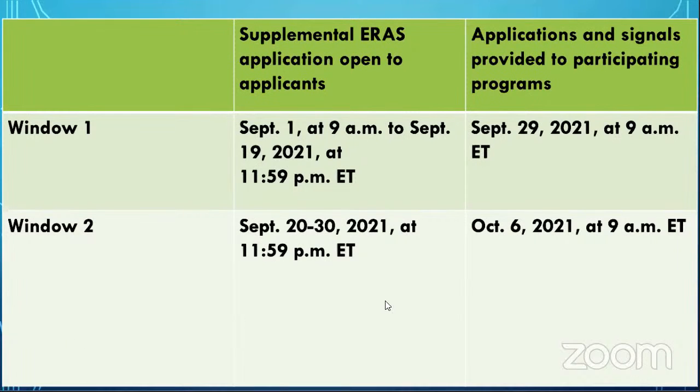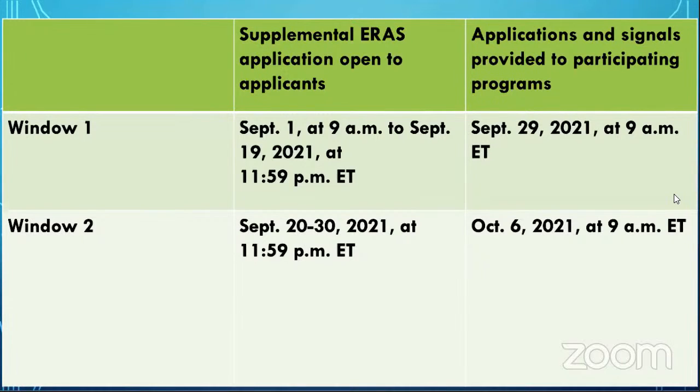Okay, so this table shows the deadline for supplemental ERAS. We have 2 windows. Window 1, supplemental ERAS started on September 1st at 9 a.m. And it will close tomorrow, September 19th at 11:59 p.m. Eastern time. For those who submit their supplemental ERAS within the first window, the application and signals provided to the participating programs will appear on September 29 at 9 a.m. Eastern time.